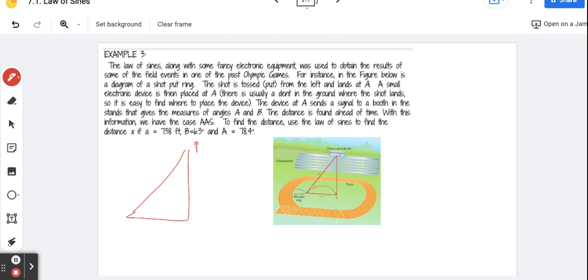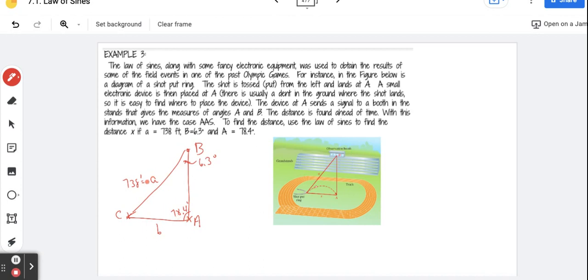All right, so this is angle B up here. This is angle A. So we'll call this C. This is where they're throwing it from, that's the shot put ring. This is where it lands. So this is side b, and this is side a. We know that side a is 738 feet. They measured that prior to, just from the booth down to the edge of the shot put ring, where they throw from. We know that angle B in here is 6.3 degrees. And we know that A down here is 78.4 degrees.